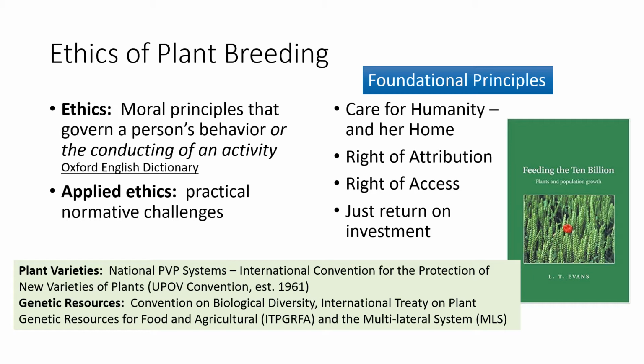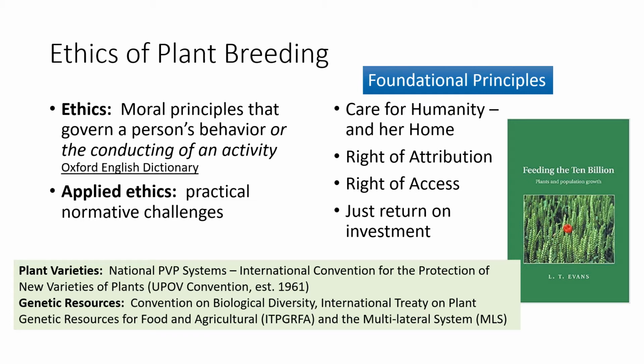Plant breeders generally share 4 foundational applied ethical principles. First, a care for humanity, for feeding the 10 billion, is the primary guiding ethic of the discipline. It is why we do this. The breeding community recognizes freedom from hunger and freedom from malnutrition as basic human rights. Increasingly, this ethic of care is coupled with an ethic of concern for environmental sustainability of agricultural production.